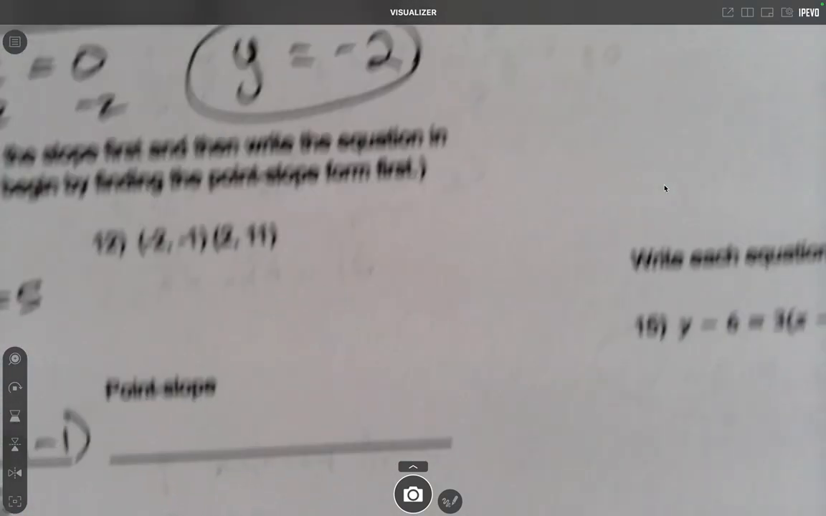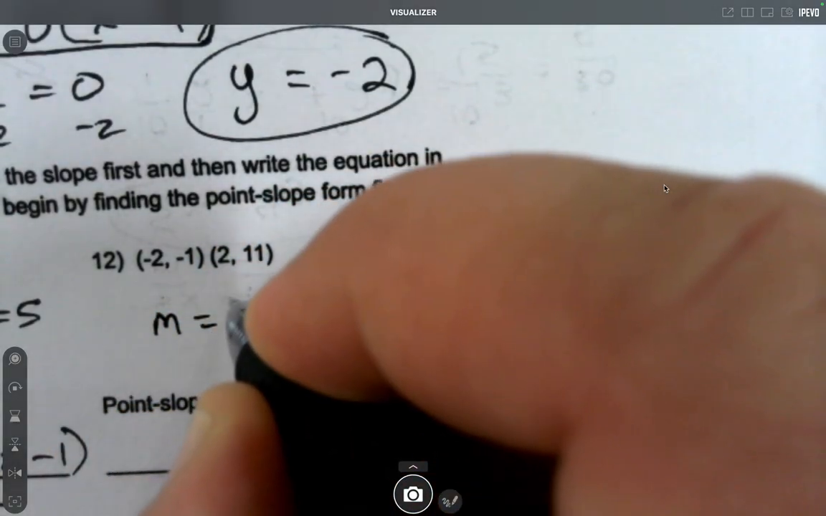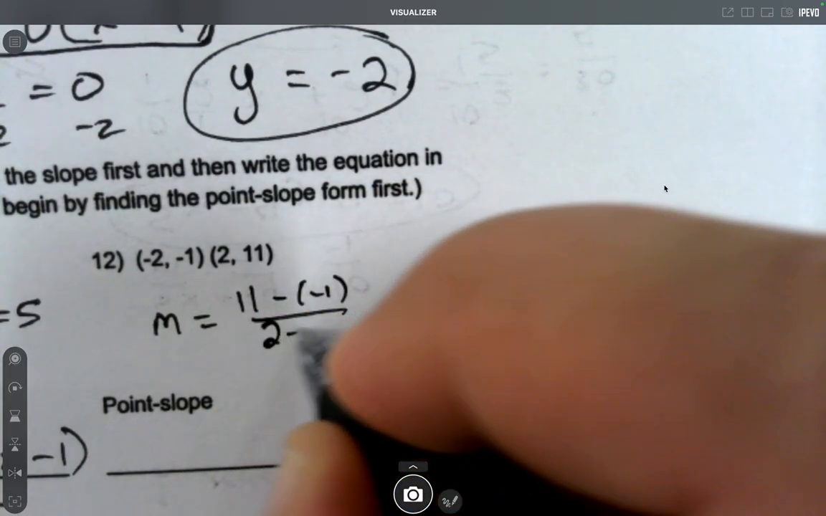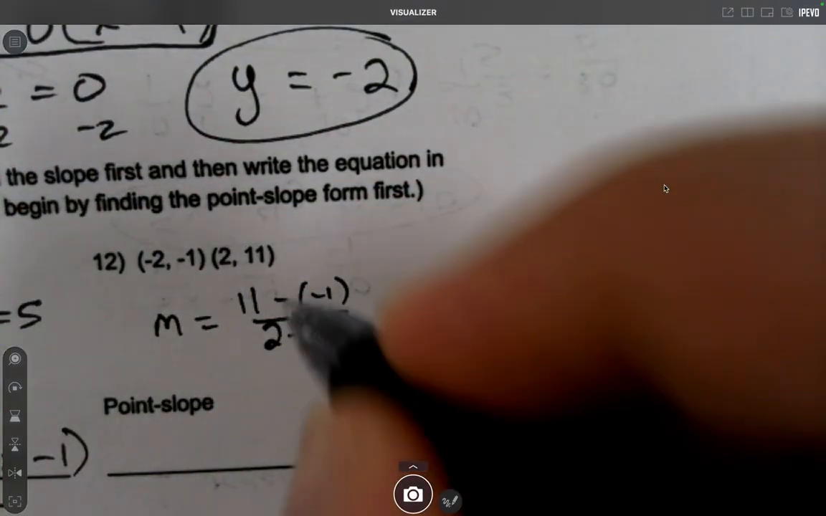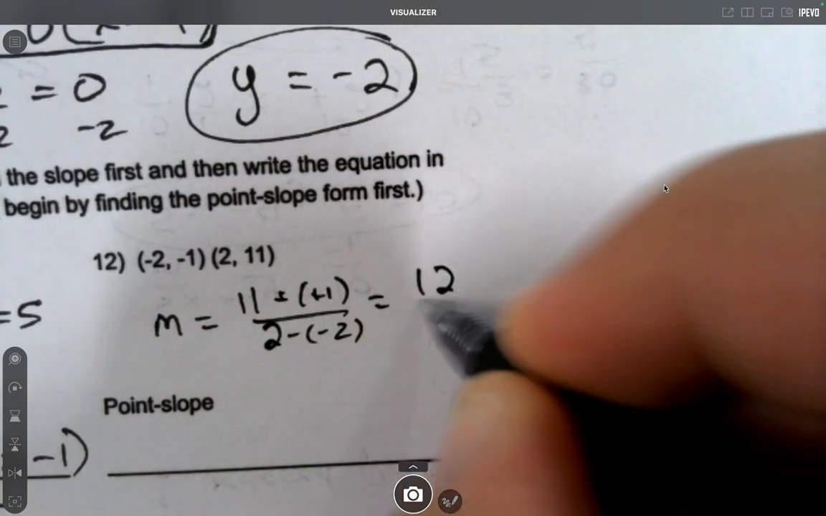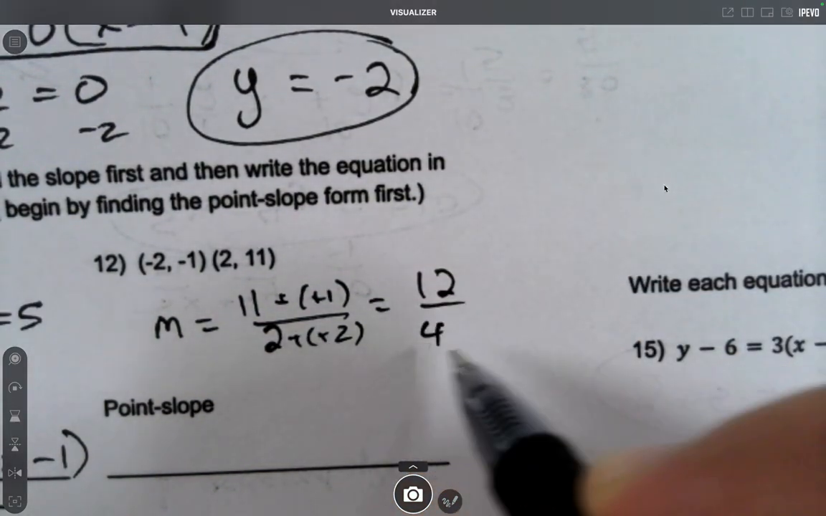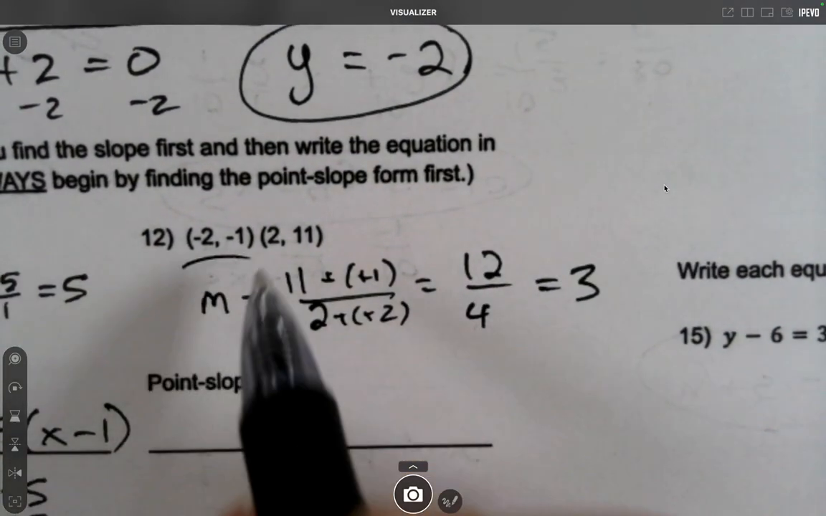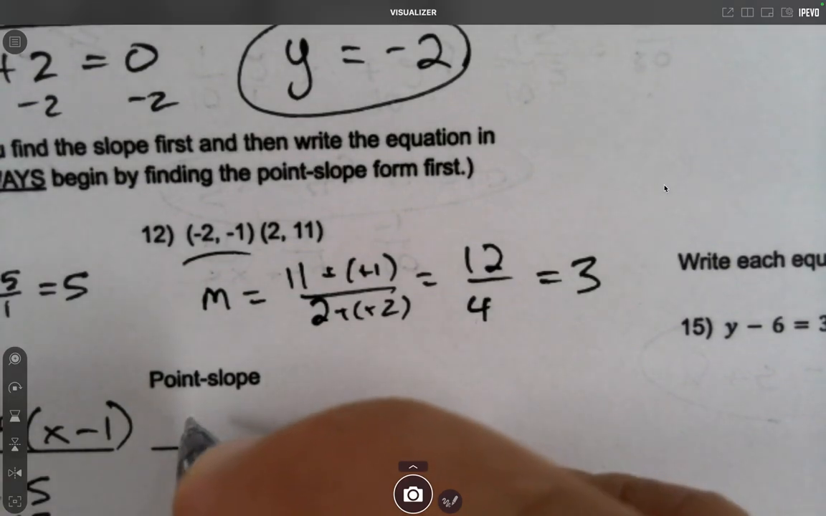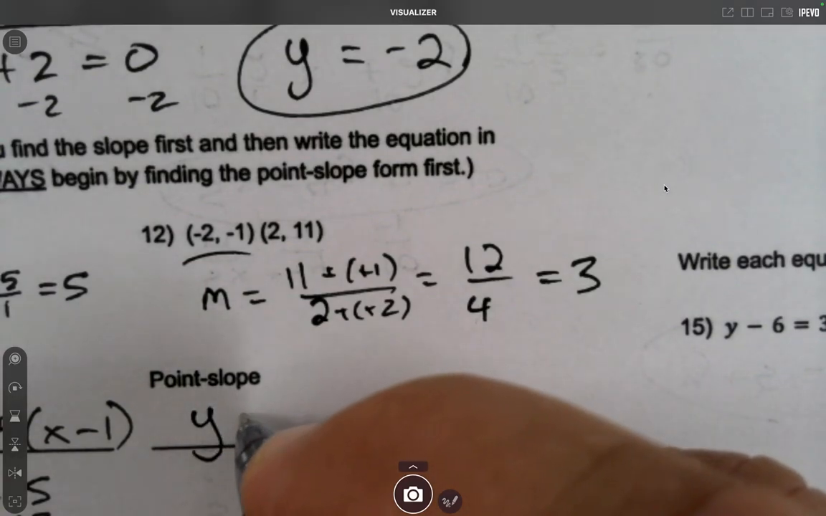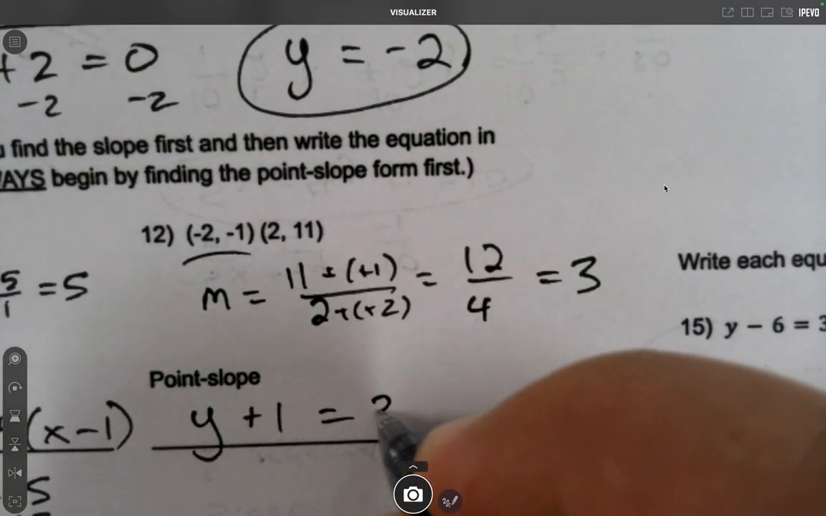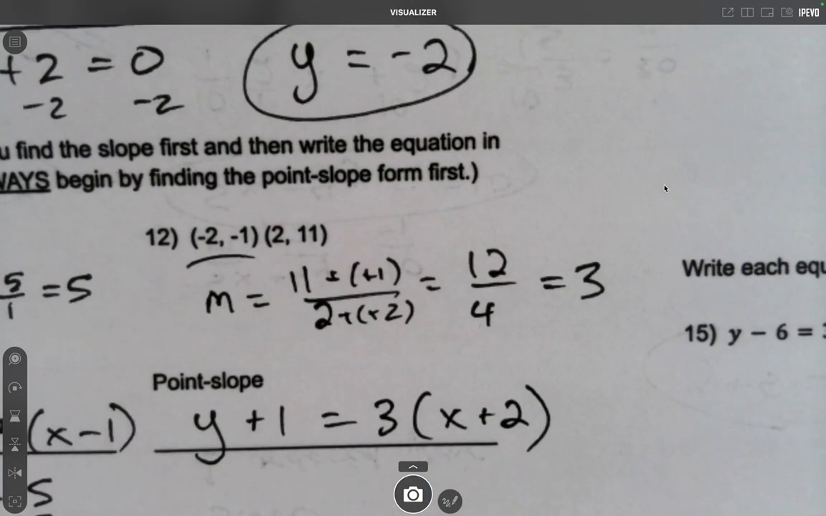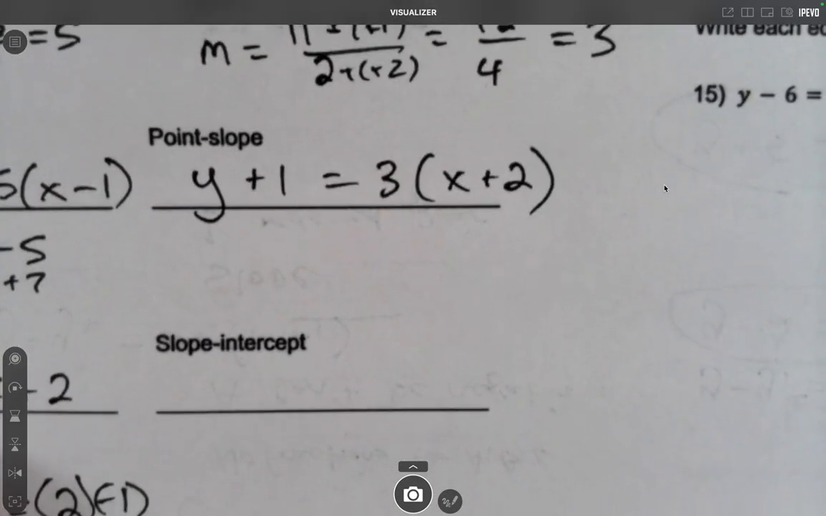Okay, let's imitate the same path. We'll find the slope first. 11 minus -1 over 2 minus -2. So that turns into a plus. 11 plus 1 is 12. 2 plus 2 is 4. So the slope is 3. So I'll use this point this time. I'll do y minus -1, which is plus 1, equals the slope times x minus -2, which is plus 2. So we got the point slope form.